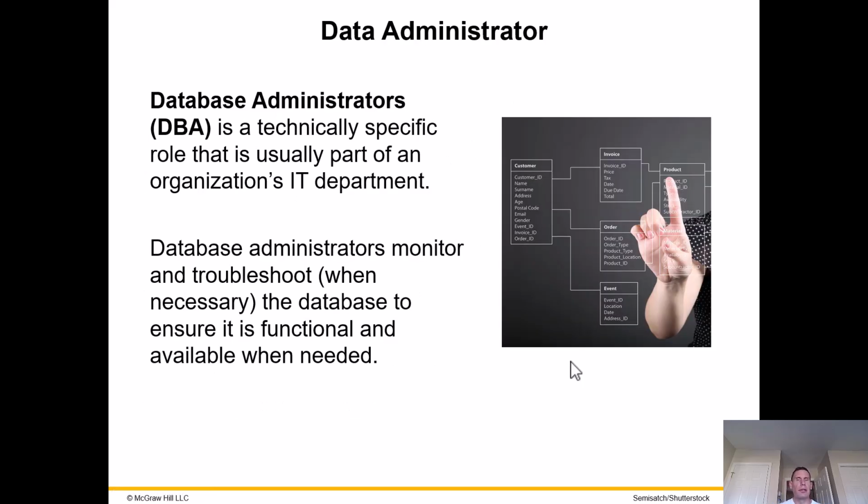This is a very popular position in most firms, including on most university campuses, what we call a data administrator or a database administrator, a DBA. This is a technically specific role that's usually part of an organization's IT department. Database administrators monitor and troubleshoot when necessary the database to ensure it's functional and available when needed.